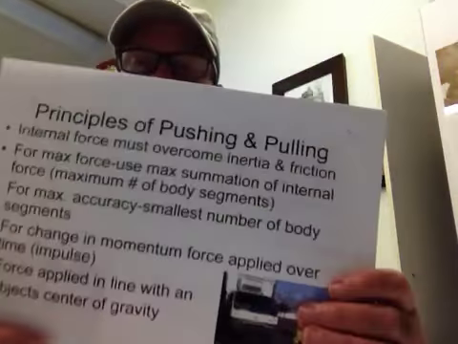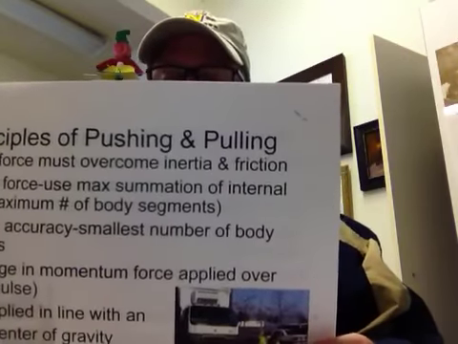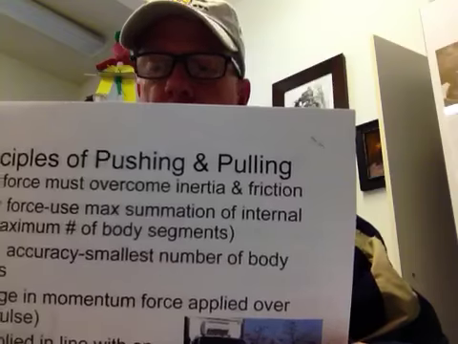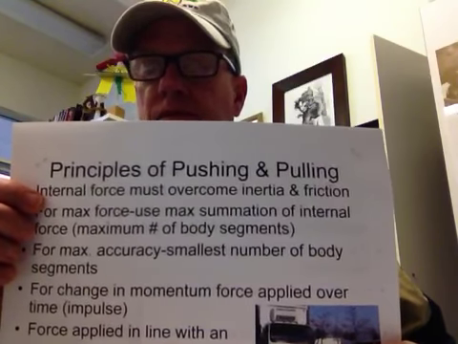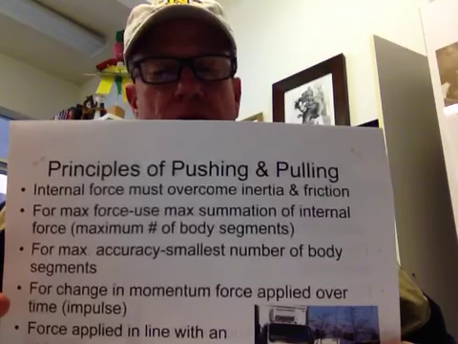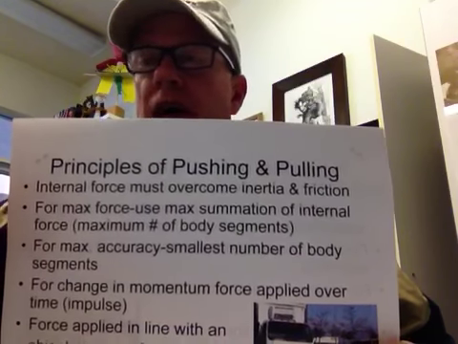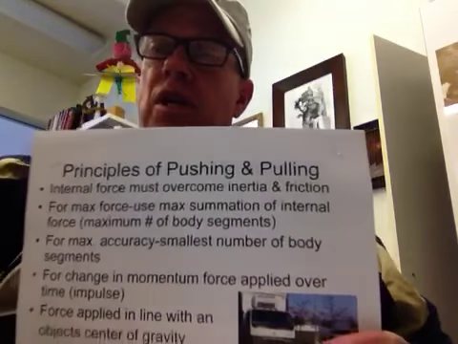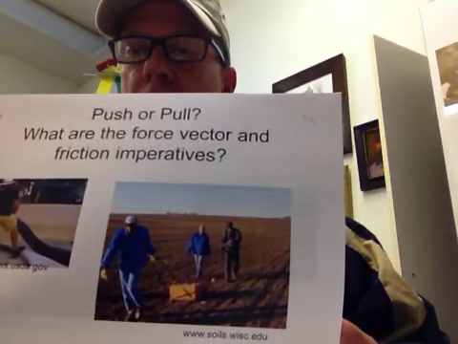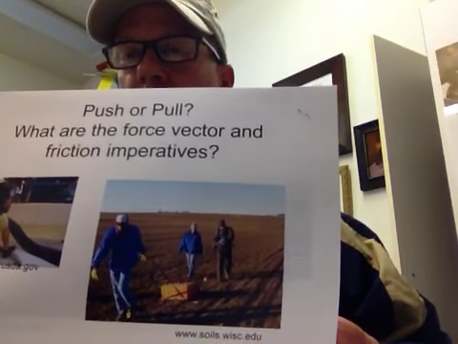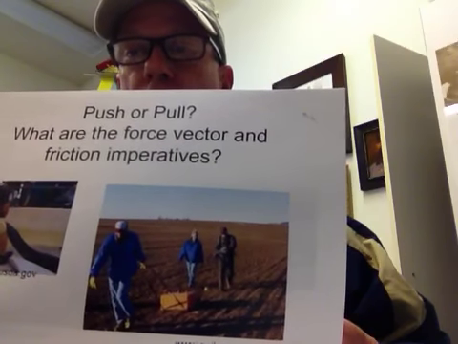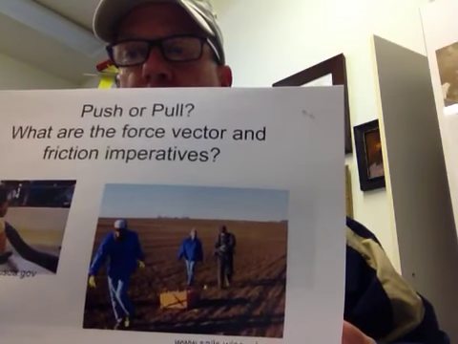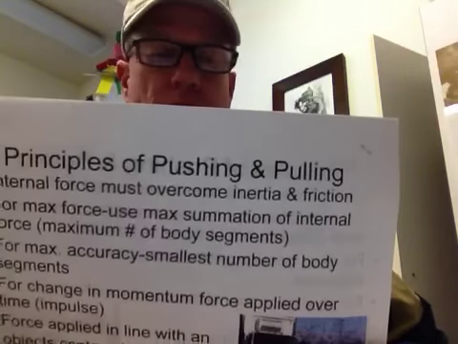So here are interpreted principles for pushing and pulling. The internal force must overcome inertia and friction. You can wrap your mind around that. This seismograph, when they set it out of the truck, had a quantity of inertia. It's not going to move on its own. It's not motorized. It has to have force applied to it. In this particular case, they've made the choice to pull it.